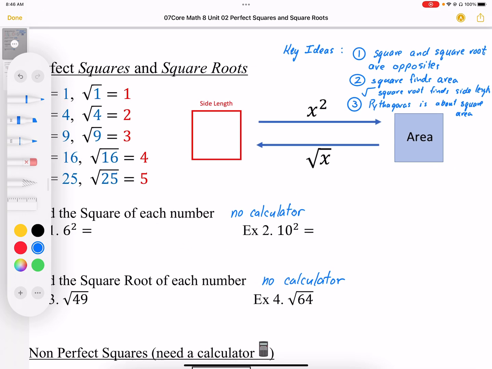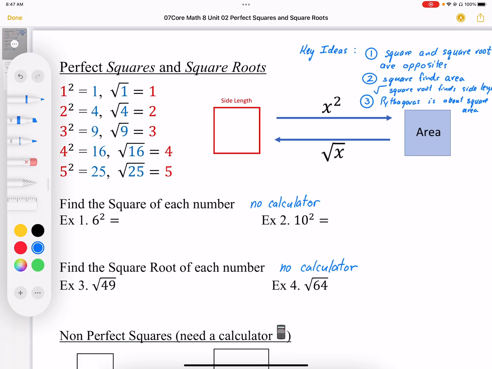So when we talk about perfect squares and square roots, it's good to know your perfect squares and square roots. The first five perfect squares are 1, 4, 9, 16, 25, which means the square root of 1 is 1, square root of 4 is 2, square root of 9 is 3, square root of 16 is 4, and square root of 25 is 5.